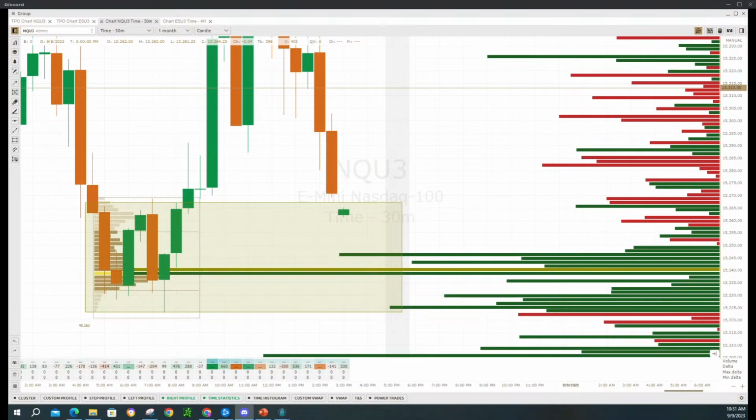Is that the lighter color green? Is that the POC right there? The yellow one is the POC of the volume. And this gold color is the delta POC. So the highest volume and the highest delta occurred in this range here between 241 and 237. So that means it checks out, right?